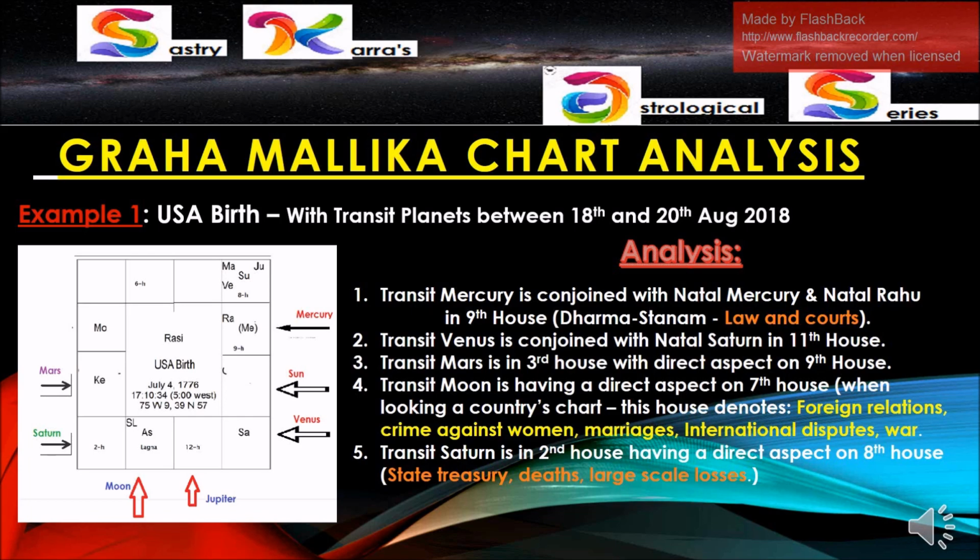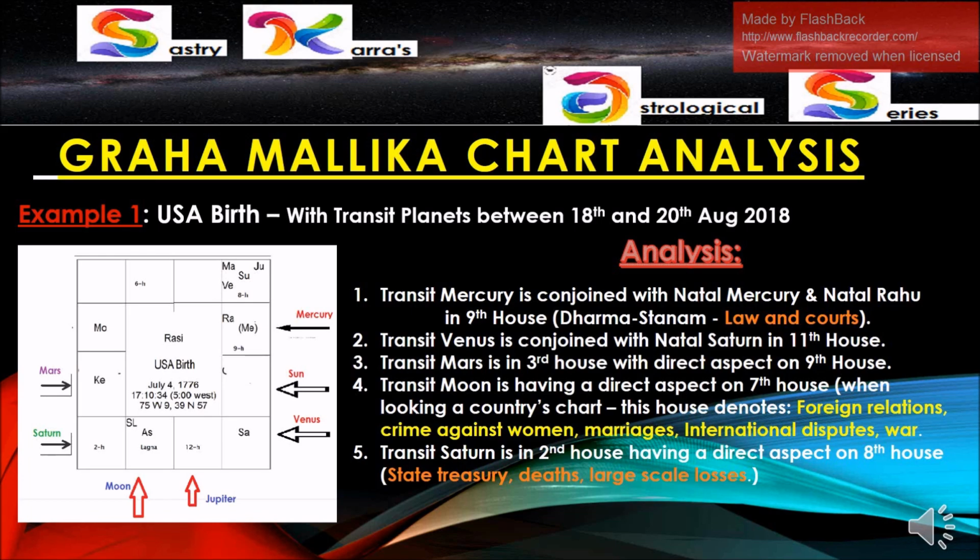Next comes Moon. Moon is the 9th house lord. Dharmasthanadipati is Moon, and now Moon is in the 1st house. So whatever Moon does, it is pertaining to the country. The Dharmasthanadipati is doing something to the country, and 9th house for the country deals with law and courts. And they all are looking directly at the 7th house. 7th house deals with foreign relationships, like I said earlier, relationship with other countries, sometimes crime against women and international disputes, and some people even consider it as a war.